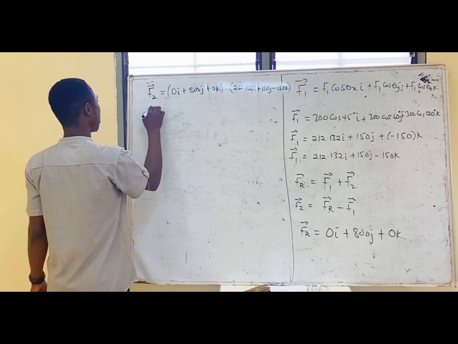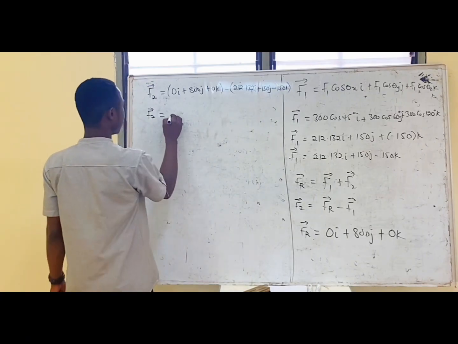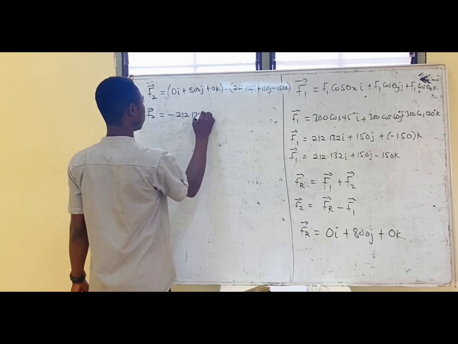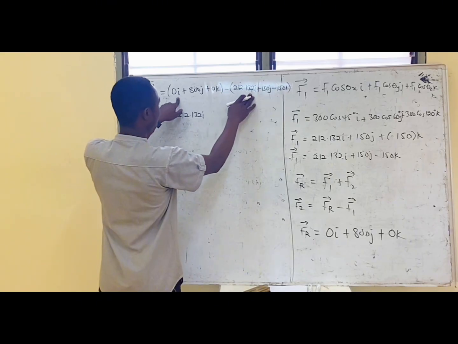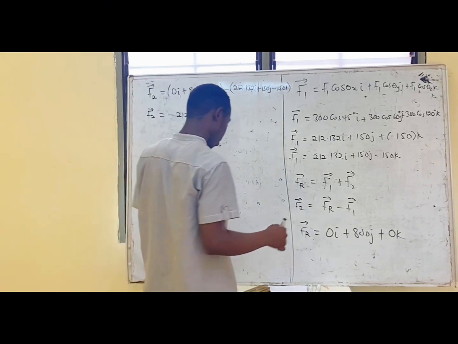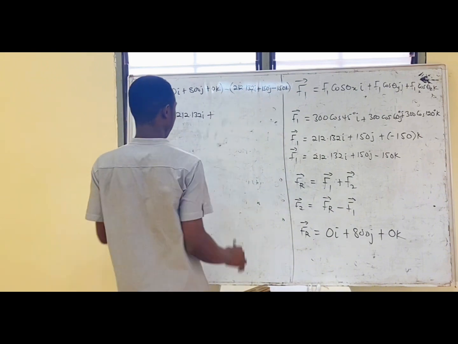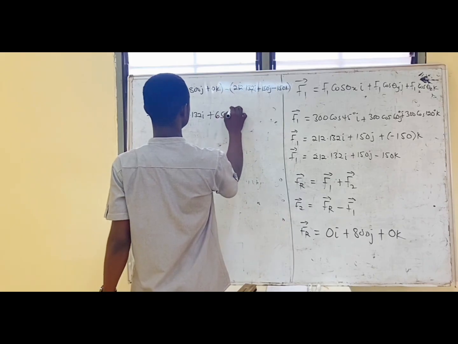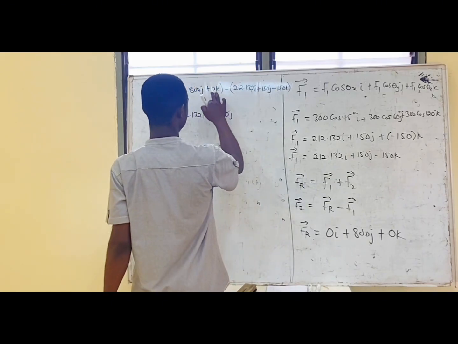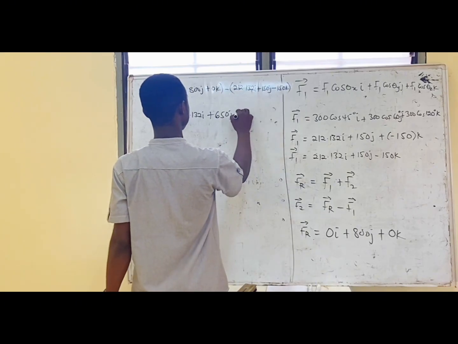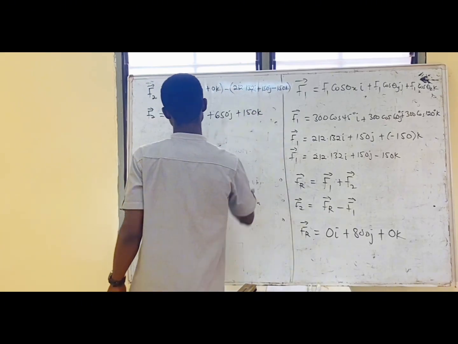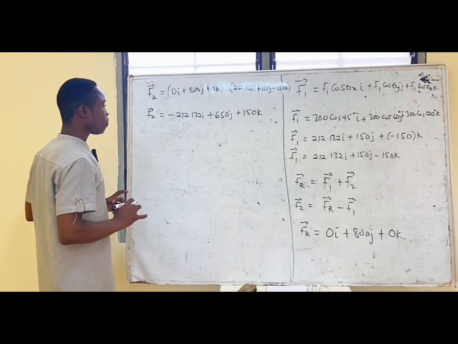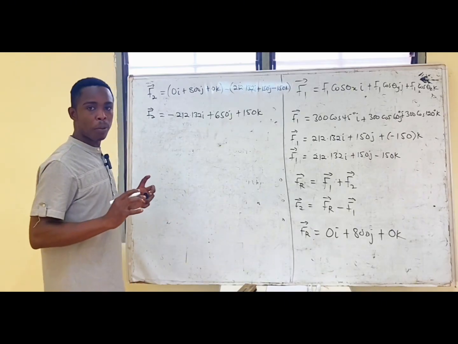So F2 bar will be equal to minus 212.132i, because we subtract i from i, and j from j, plus 800 minus 150, which is giving us 650j. Then we have 0 minus 150, which is giving us positive 150k. So this one is the F2 in a Cartesian vector form. But we want the F2 in a magnitude form, in a scalar form.